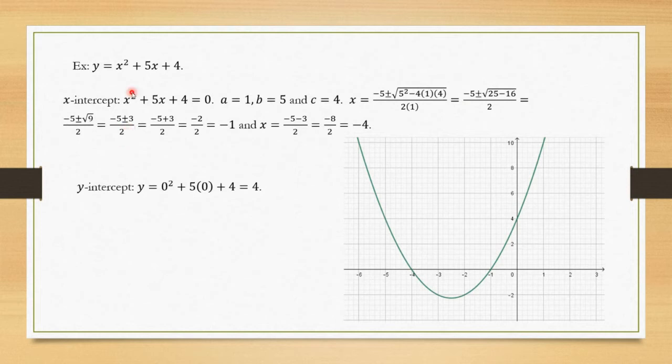So we get two solutions here. We have -5 plus 3 over 2, which gives us the first solution. The other one is -5 minus 3 over 2, as you can see. So we get this. So we have our two solutions here. These are the two x-intercepts. You can see from the graph that the graph crosses the x-axis at -4 and -1.